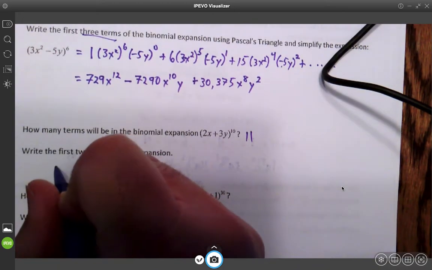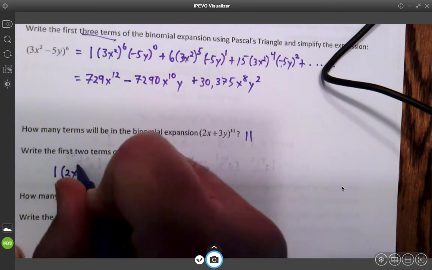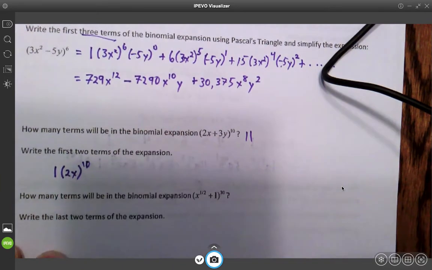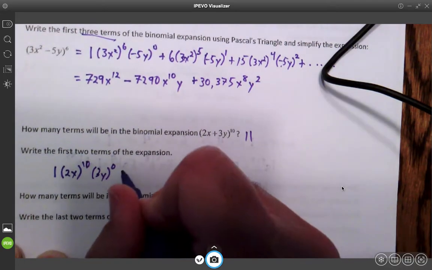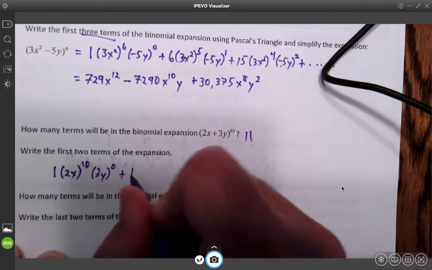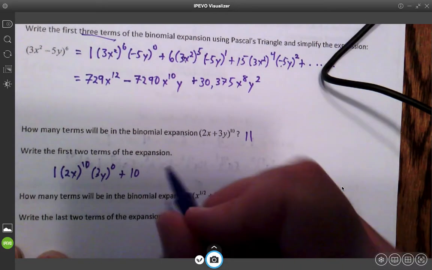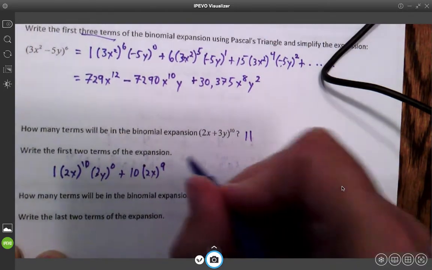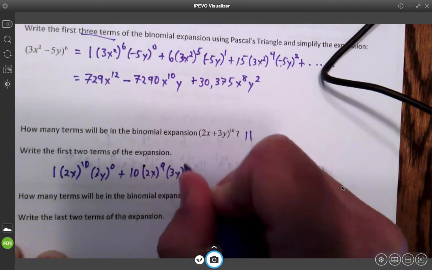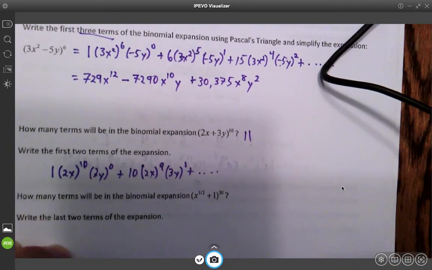Well, that's easy. 1 is always my first coefficient. I'm going to take 2x to the 10th and 3y to the 0. And I'm going to add that to the next term, which is always going to be the second number, is always going to be the exponent. So 10 times 2x to the 9th, 3y to the 1st. Notice how they do add up to 10, plus dot, dot, dot. Only once the first two.